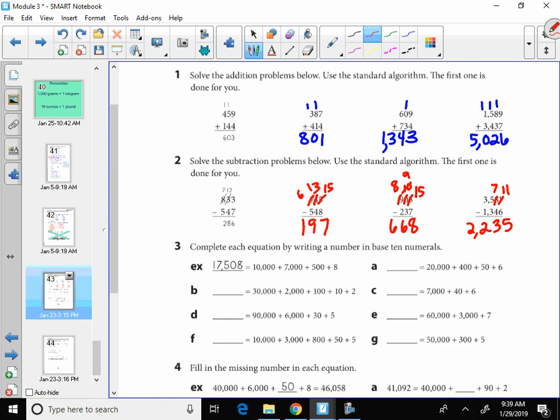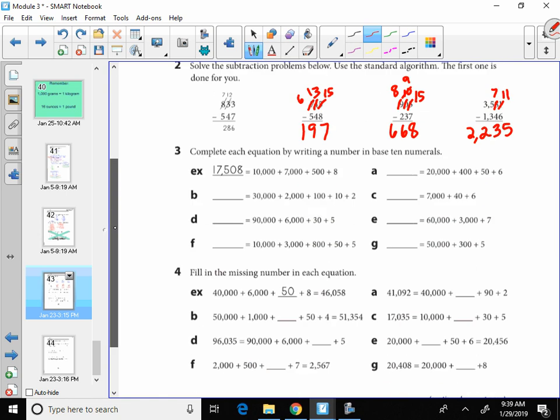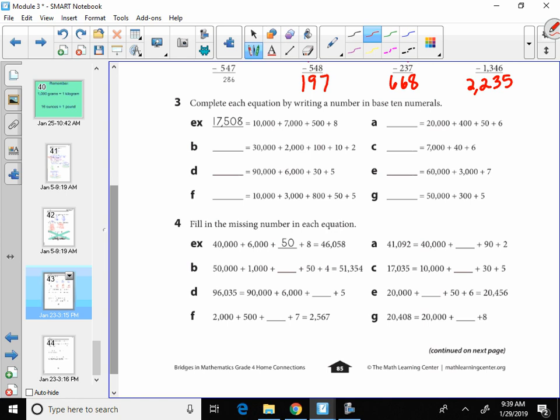Number 3, complete each equation by writing a number in base 10 numerals. Okay, so right now it's in expanded form, and we're going to write it in standard form, or the normal way that we write numbers. Let's look at letter A.